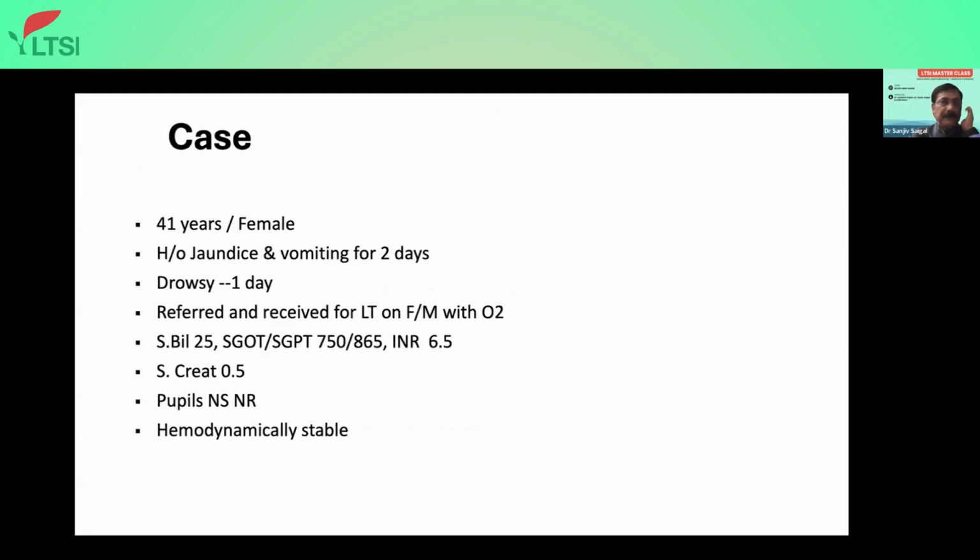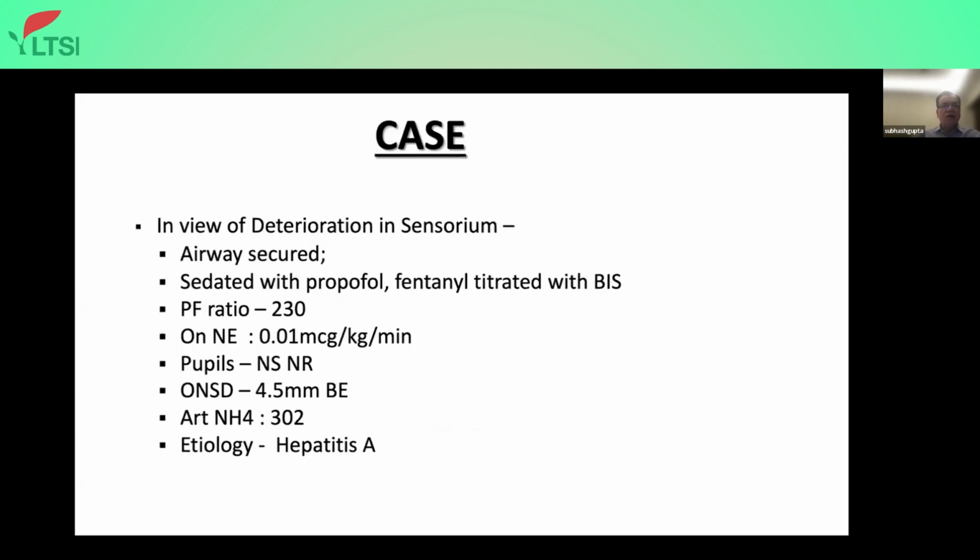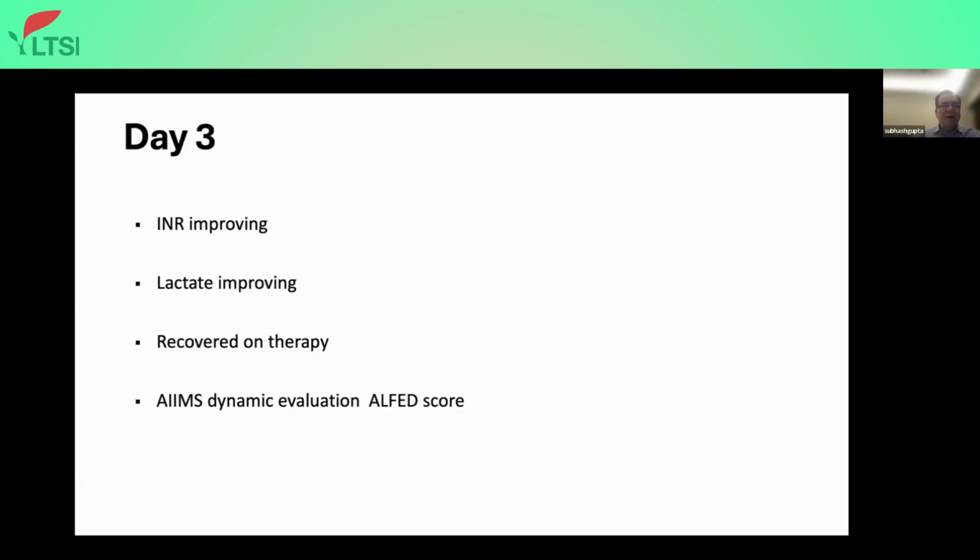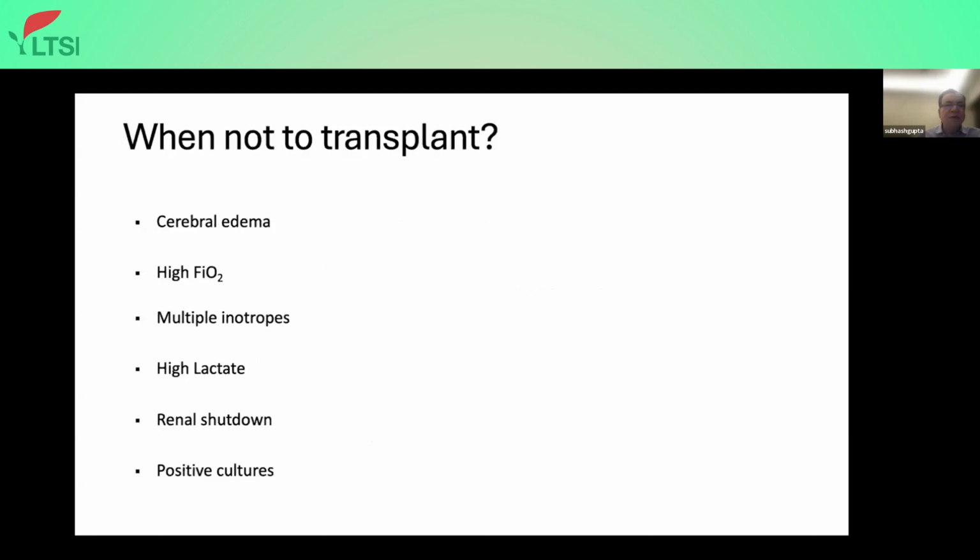So this is one case here, a 41-year-old female, drowsy on day one, high bilirubin, INR high as well, but hemodynamically stable, pupils reactive. Obviously here it fulfills all the clinical criteria, and there's a background of hepatitis A. Next slide, please. But by day 3 it became clear that the INR was improving, lactate was improving, and she recovered on therapy. This is the importance of the dynamic evaluation as first proposed by the All India Institute team. Next.